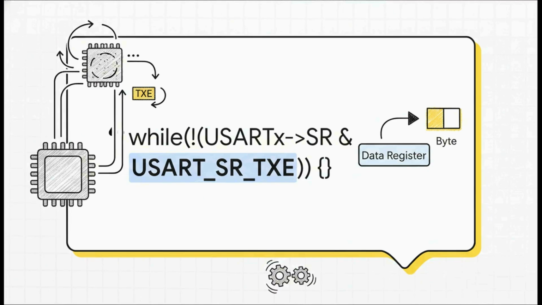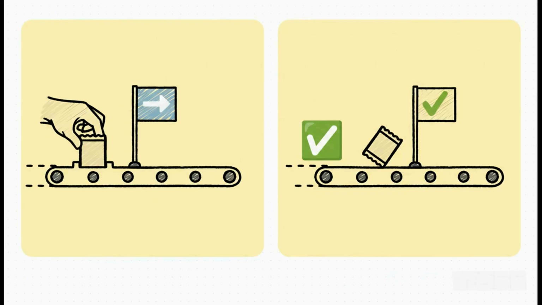And this one single line of code is the heart and soul of our blocking transmit function. It's a while loop that literally does nothing but check the status register over and over until that TXE flag gets set. We call this a busy wait because the CPU is busy doing nothing but waiting. As soon as TXE is set, the loop breaks, and we can safely write our next byte to the data register. Now, this is a super common gotcha, so listen up.